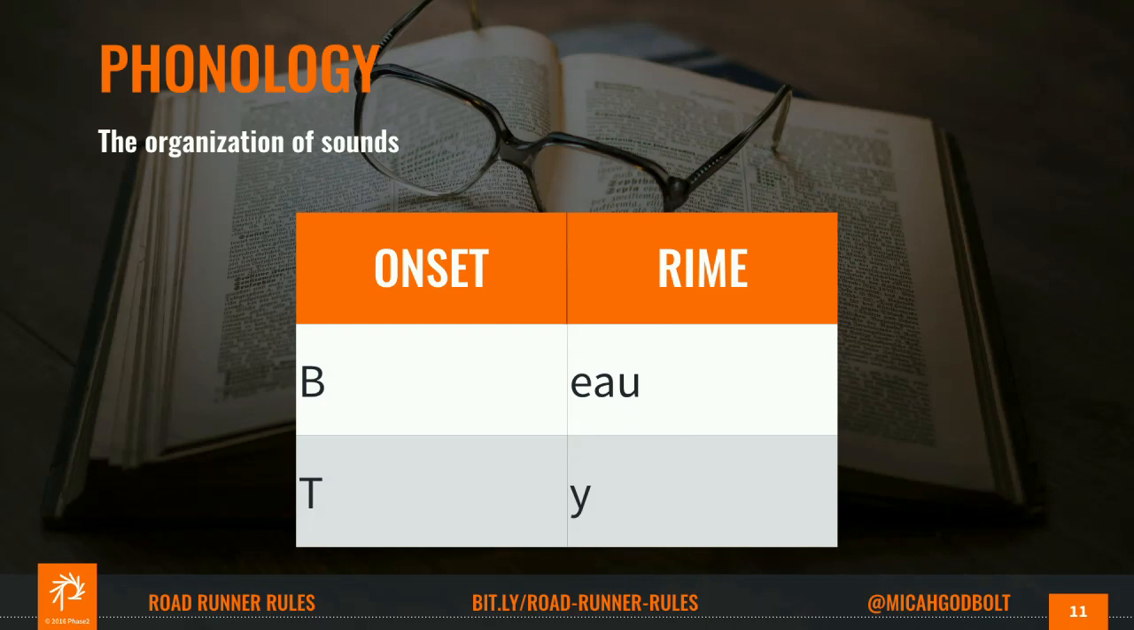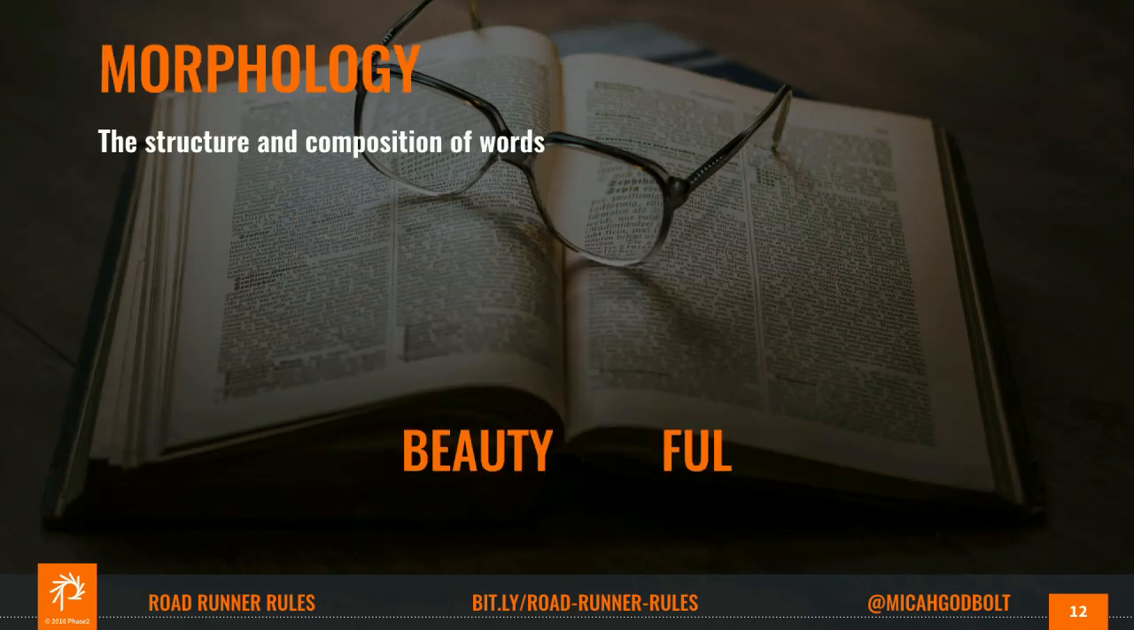When combining these different phonemes together, you're able to create the syllables that we actually speak. So it's just the understanding of these sounds. It's nothing to do with the actual meaning of what these things mean. That comes later in the next phase of study, which is called morphology: the structure and composition of words, and how we put these sounds together to create actual meaning from those sounds. So let's look at the word beautiful.